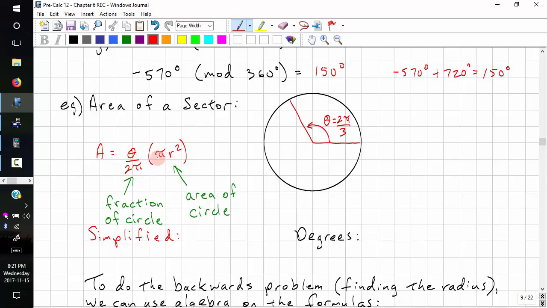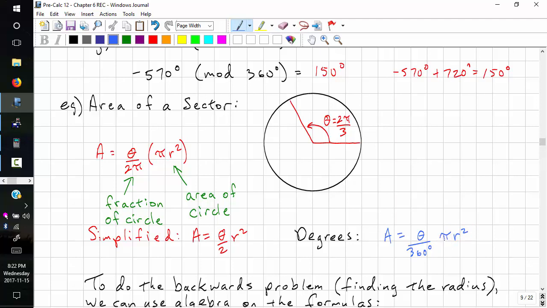So we can go ahead and simplify this if you want to simplify for your formula sheet. We can cancel out the pi's, and then we get area equals theta over 2 r squared. Now, if you're really married to degrees, we can do the similar formula for degrees. We take our angle, we divide it by 360 degrees, but we still have to multiply by pi r squared. We don't get that extra simplification of eliminating pi.